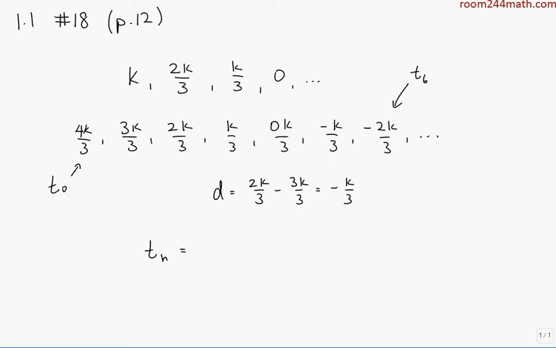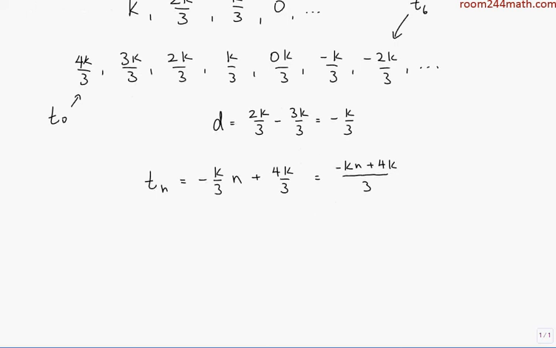Tn is simply the common difference times n, so negative k over 3, n, plus the zeroth term, 4k over 3. And you can leave it like that, or since they both have denominators of 3, you can combine it into a single fraction with a denominator of 3, and it becomes negative kn plus 4k. And you could even factor out the k if you wanted, but I think that's adequate.